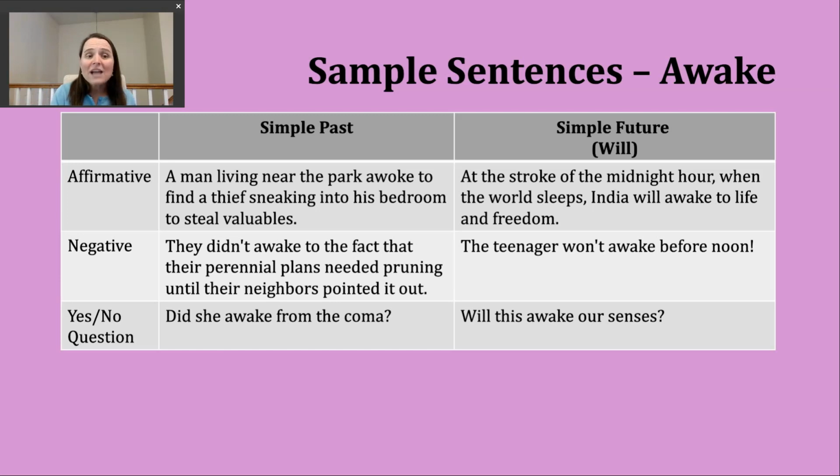To make a yes or no question, my structure is to start with did, then we have our subject, and then the base verb. So I hope you notice that the only time I'm using that irregular past tense is in the affirmative. That's the only time I use awoke, not in the negative, not with my yes or no questions. So let's look at the yes or no example.